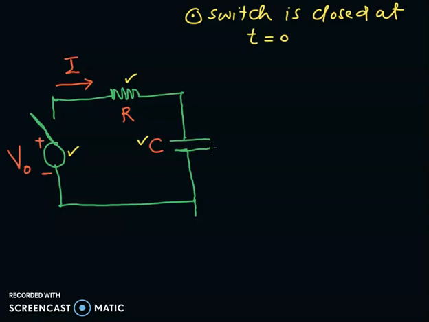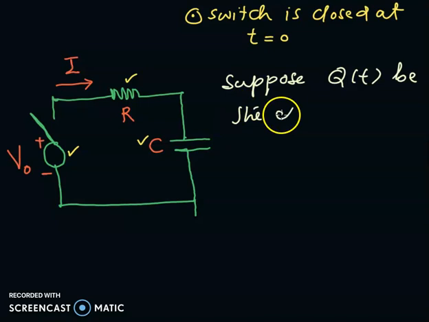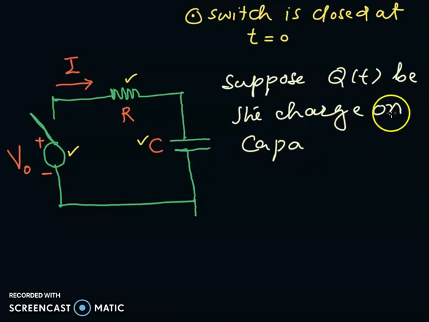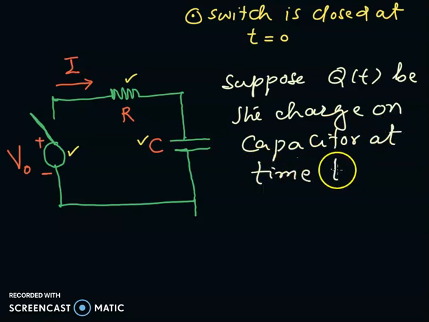And now suppose that Q of t be the charge on the capacitor at time t, then as we go along this circuit, the total voltage drop must be 0.